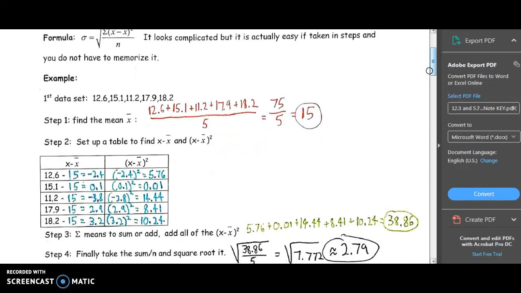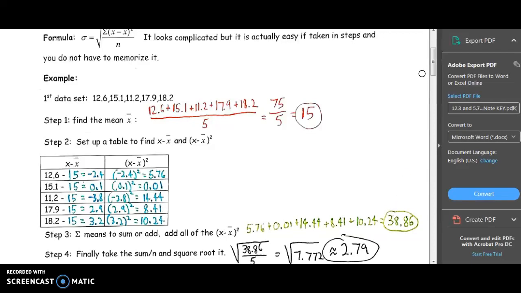Next, in the actual formula, we see that capital sigma means we're just going to sum all of those together. So we're going to add up the right-hand column, the x minus x bar squared, and that's going to be our new sum. If I take 5.76, that was our first row, and add all those together, so plus 0.01, plus 14.44, 8.41, 10.24, taking all those numbers from the right-hand side and adding them together, we should come up with 38.86.